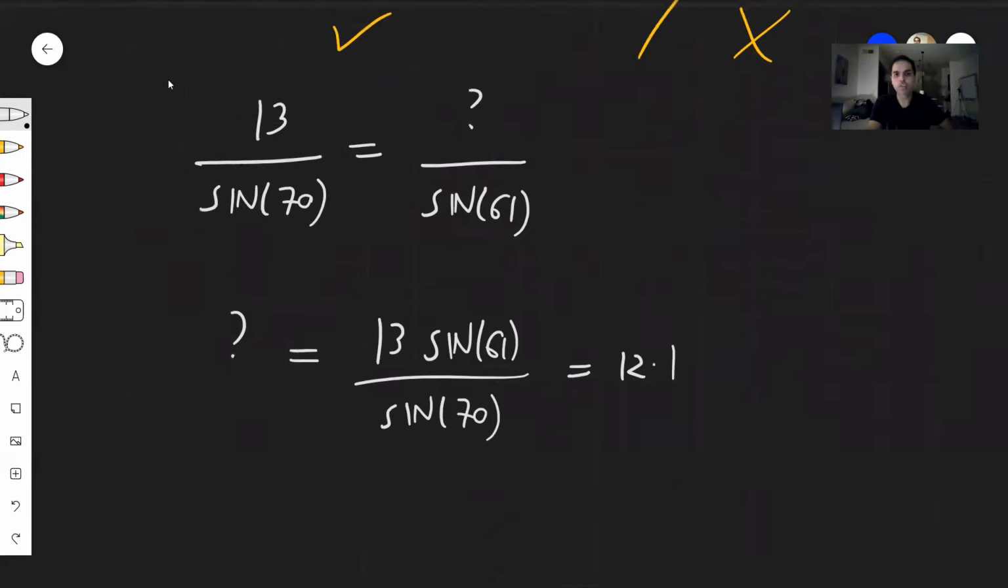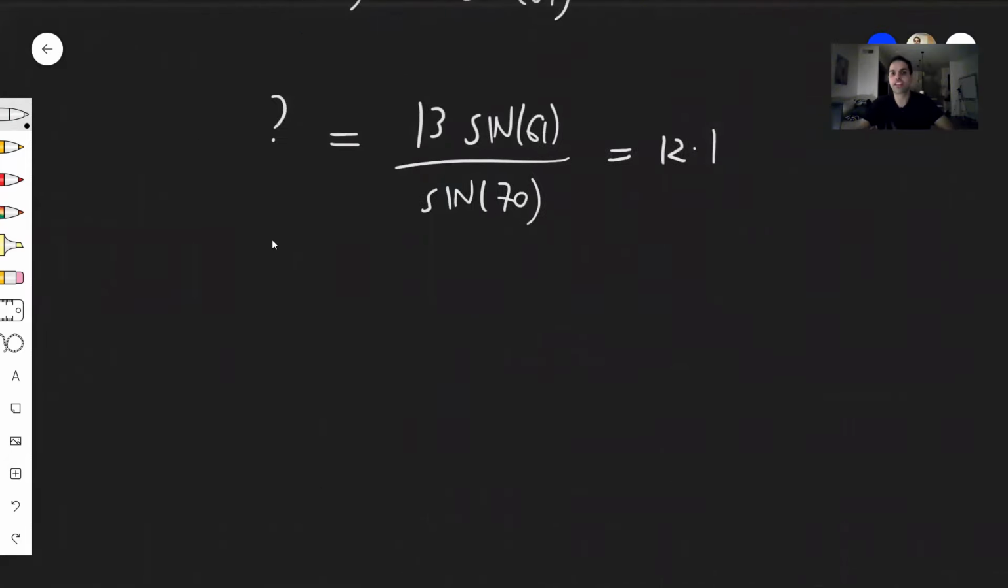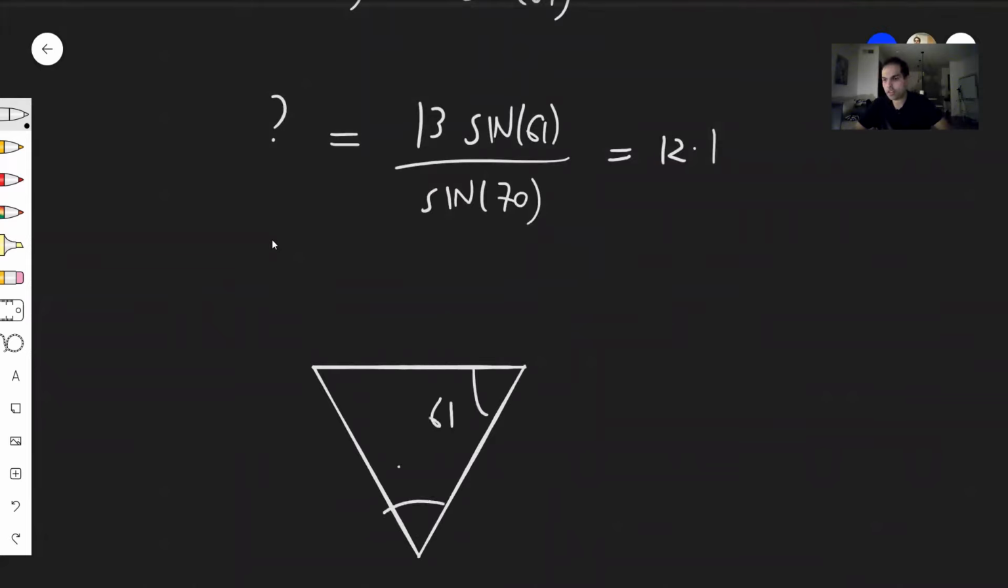So in fact, we have our correct triangle at the end. Namely, the angles are 61, 70, and 49, and the sides are 13, 10.5, and 12.1. Very, very neat.